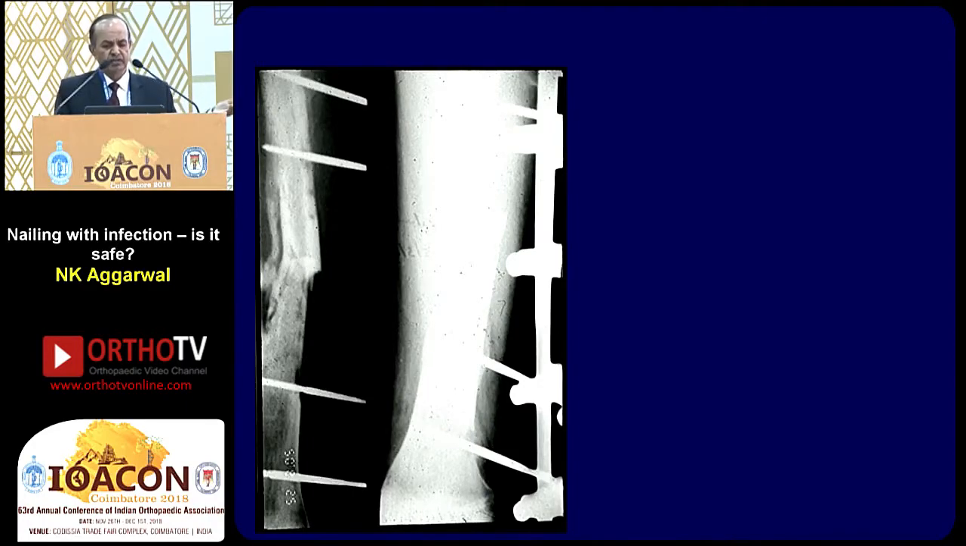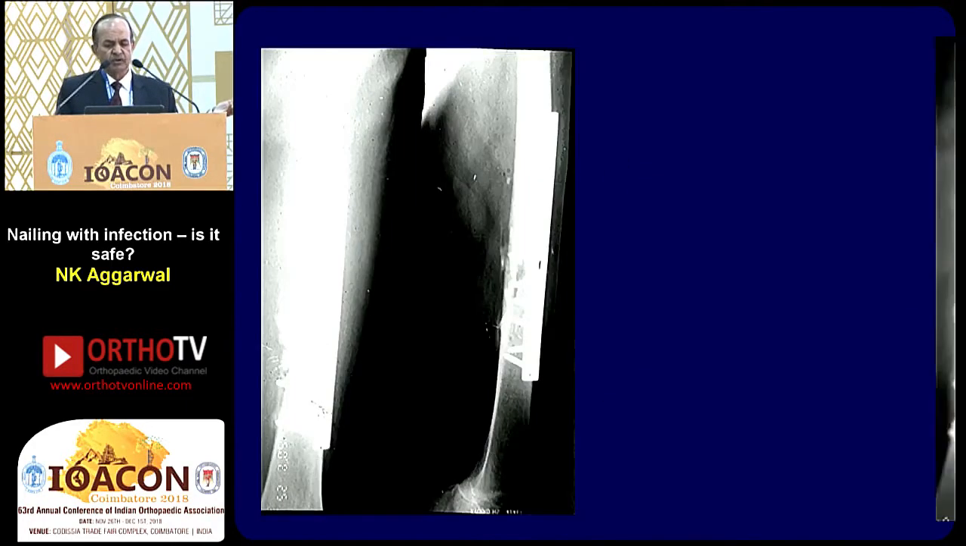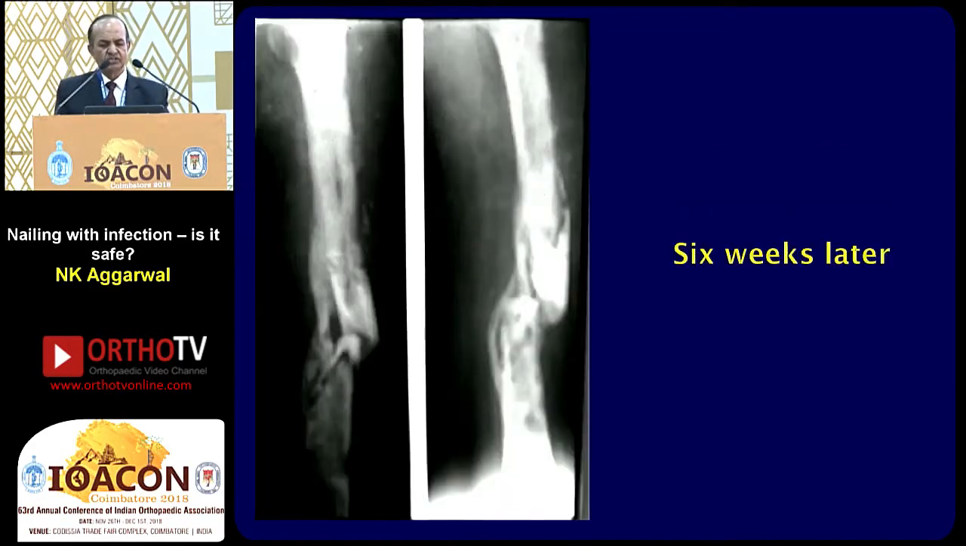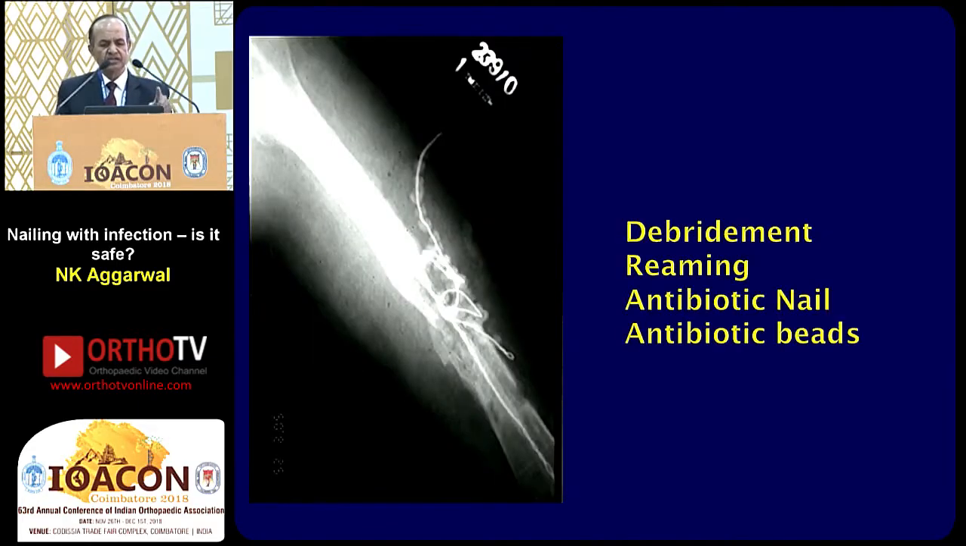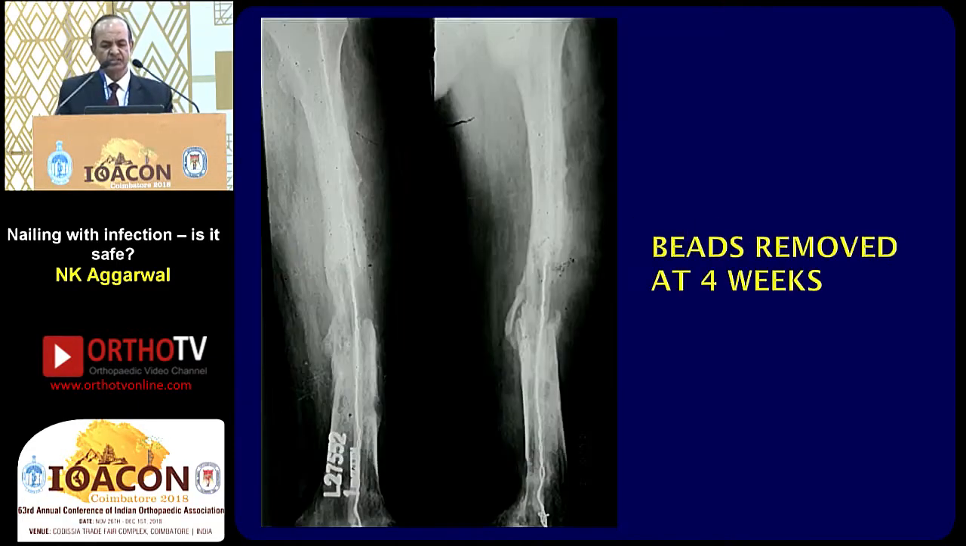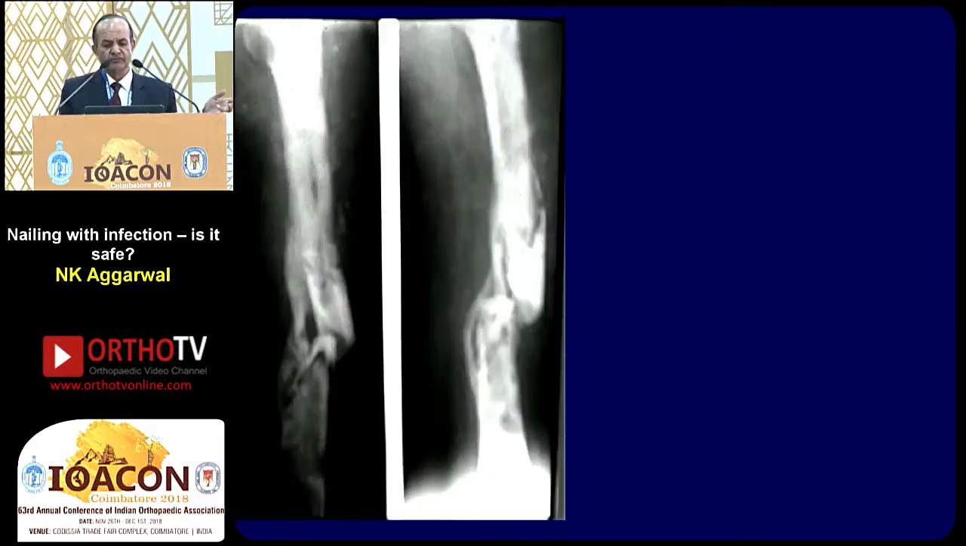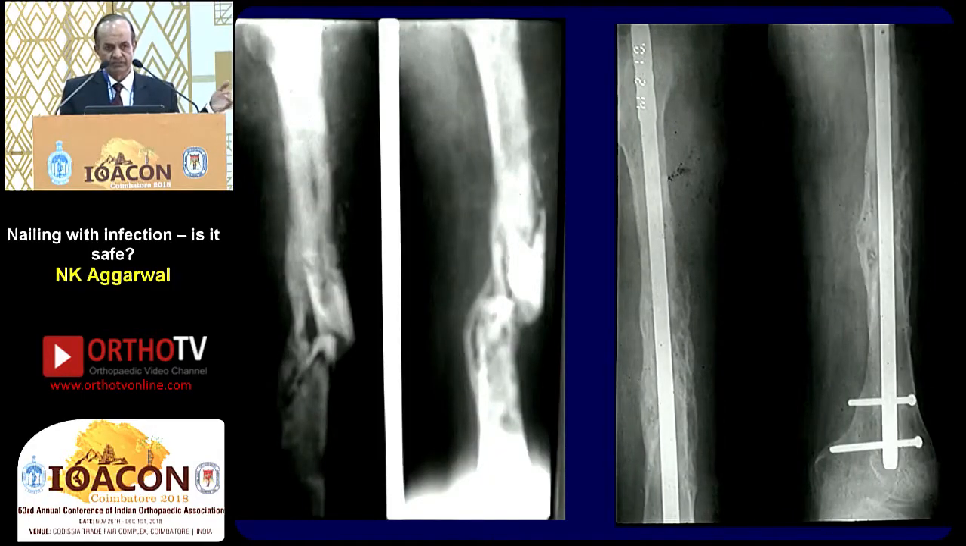An infected non-union came to us in this position. Originally, plating was done, then external fixator. He came to us here, where we first built up the general condition, very poor general condition, then antibiotic cement rod and beads, and then removed the beads after 8 weeks and replaced with interlock nail and graft and went to union. From here, we could achieve this with this method.